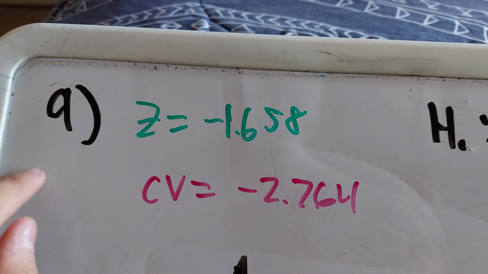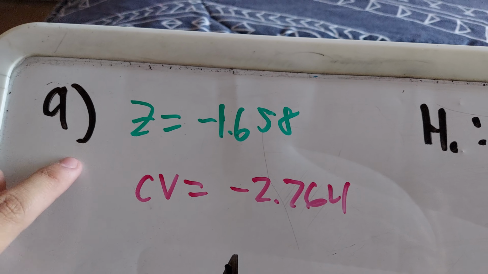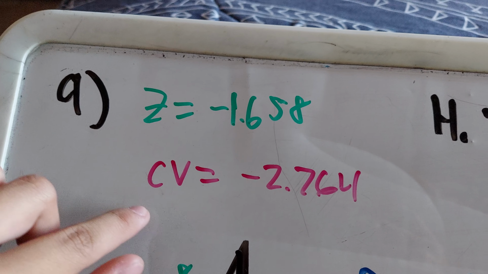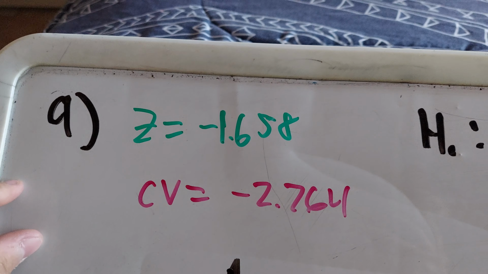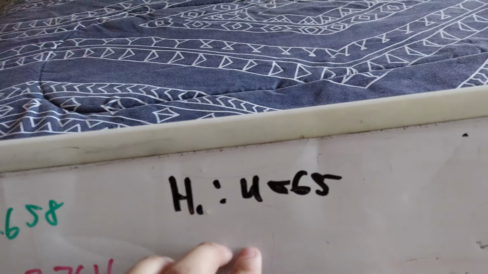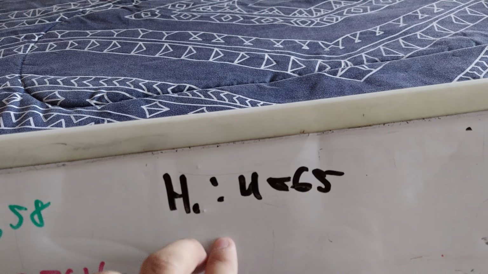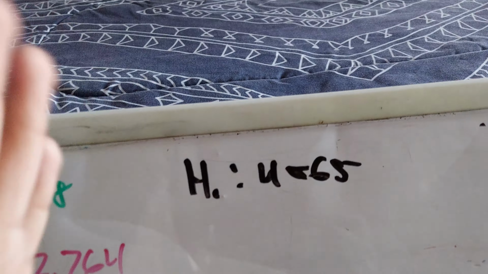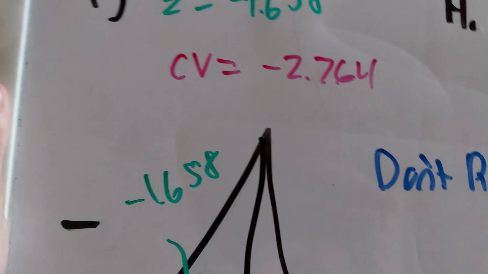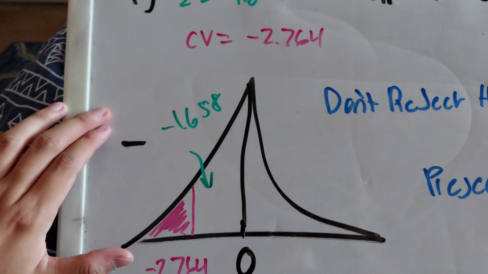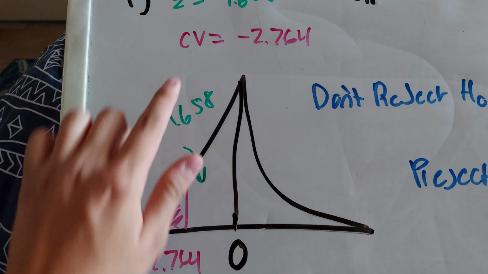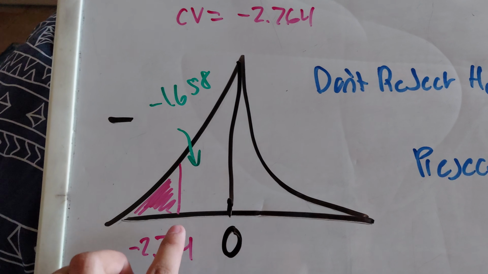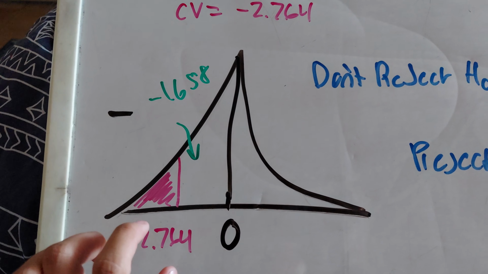I'm going to give you a little bit more of a detailed explanation right now. So, I'm going to be using homework number 9's number 9, in which we get a z value of negative 1.658 and a critical value of negative 2.764. Now, also, we are using this alternative hypothesis, H1: u is less than 65. So that means we're going to the left. So, it's going to look something like this. We're going to put the critical value where we think it is. Obviously, it's in the negative space, negative 2.764. We make a line, and we create a shaded region.